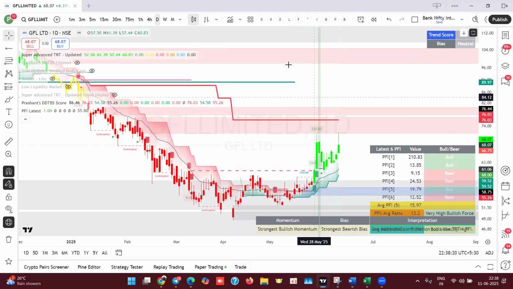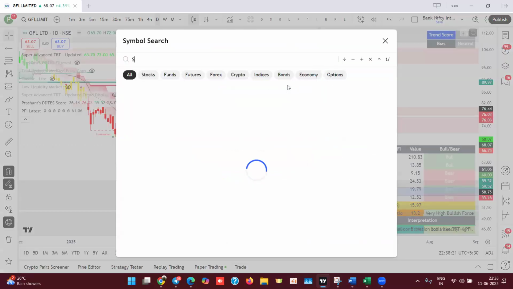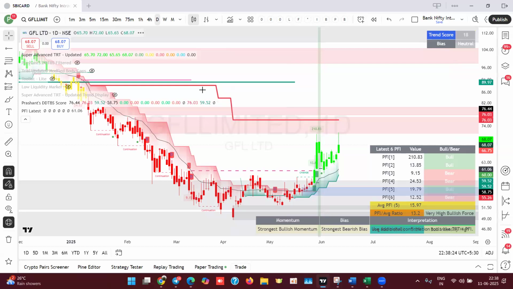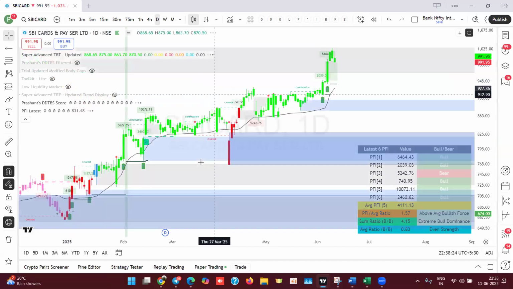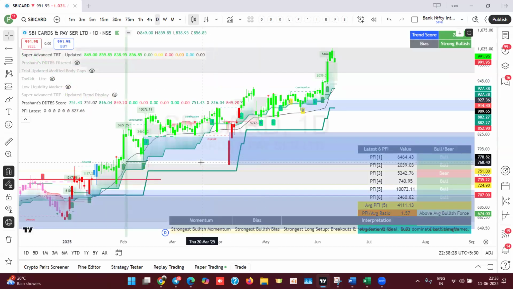Okay, this is GFL Limited, then SBI Cards. SBI Cards. Just a minute.